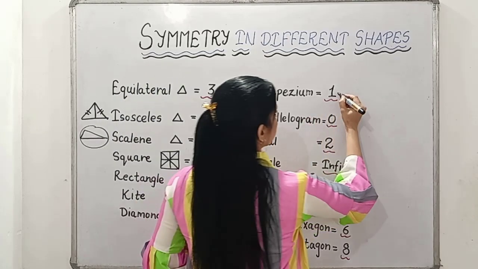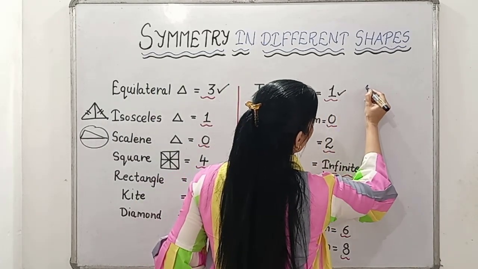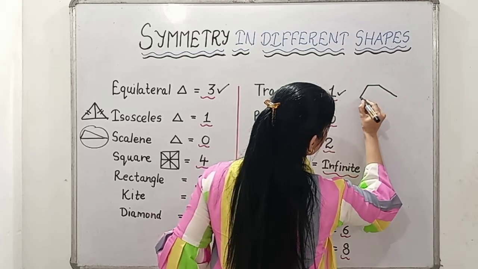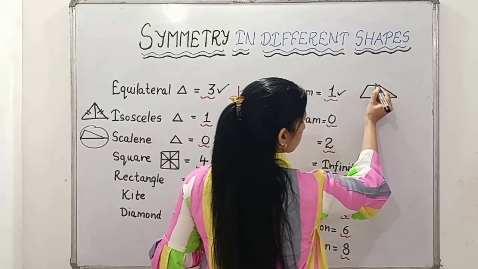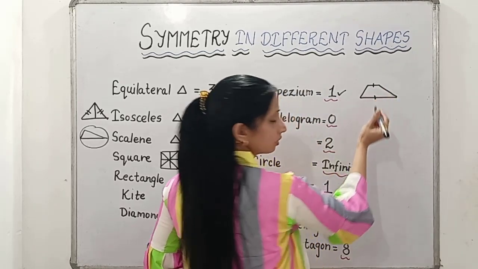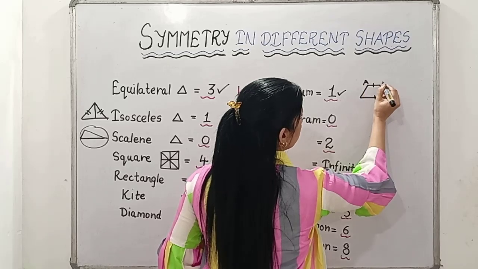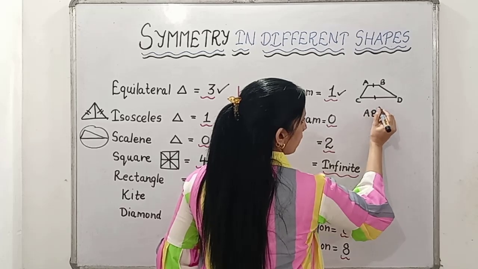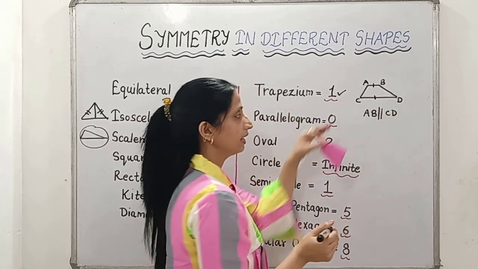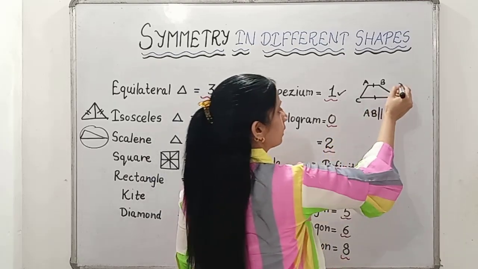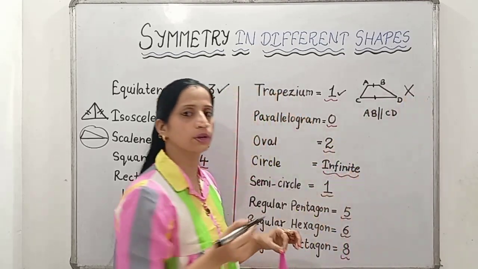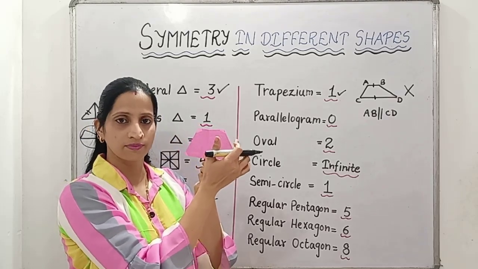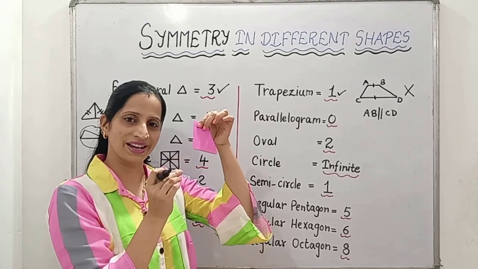Okay. But now suppose that the trapezium's opposite sides are not equal. One is bigger and one is smaller. Okay, so these 2 sides are parallel to each other. For example, let's name it AB, CD. So you can see that AB is parallel to CD, and AC and BD are not equal. So in that case, it will have no line of symmetry. But in this trapezium, you can see that these 2 sides are equal. Hence, it will have 1 line of symmetry.